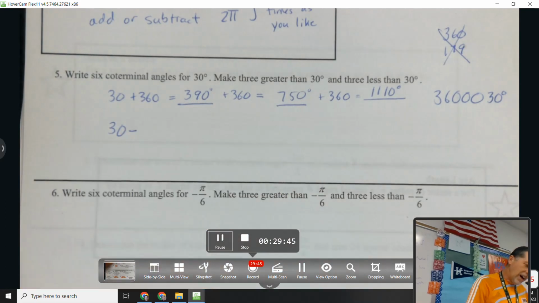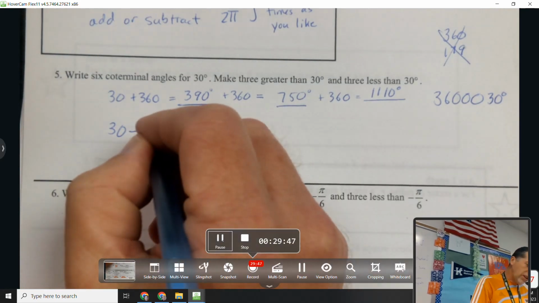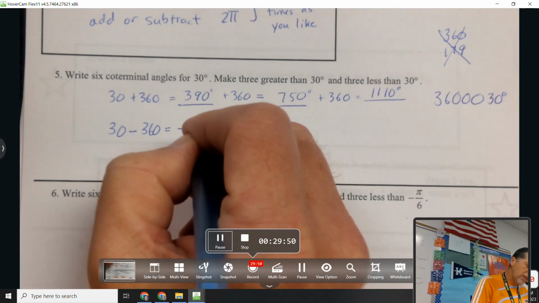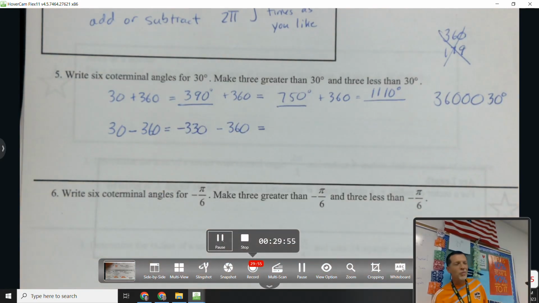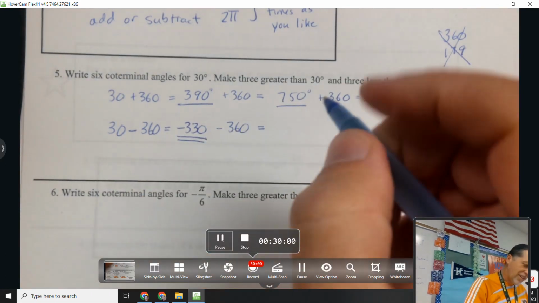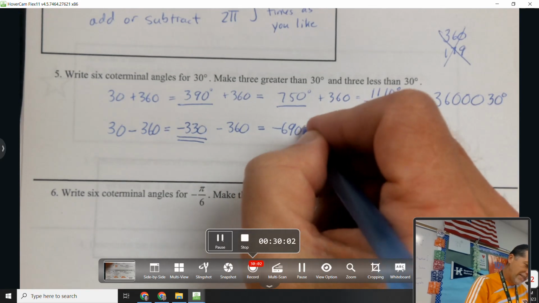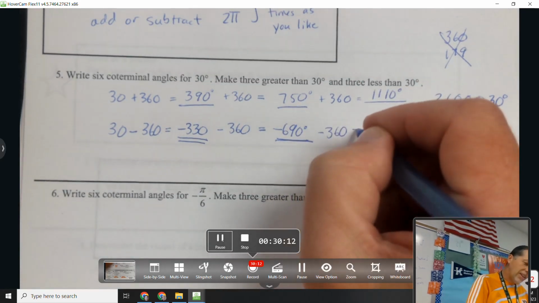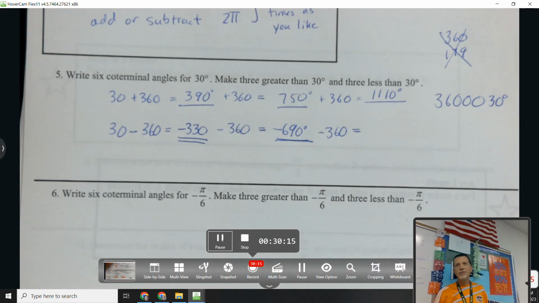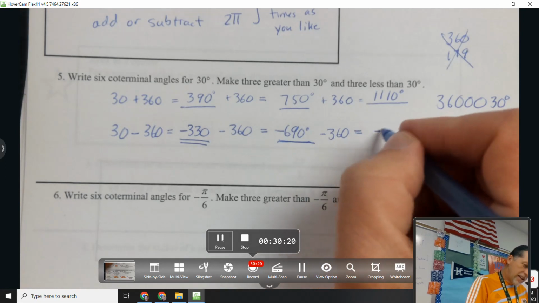3 more, but less than 30, so 330 minus 360 would be negative 330 minus 360. I sure hope there's not an open-ended problem on the test now, because I'm going to get that from some of you. Fortunately, I know how to find out if it works or not fairly quickly from dealing with troubled students for 20 years. Let's see, negative 1050.